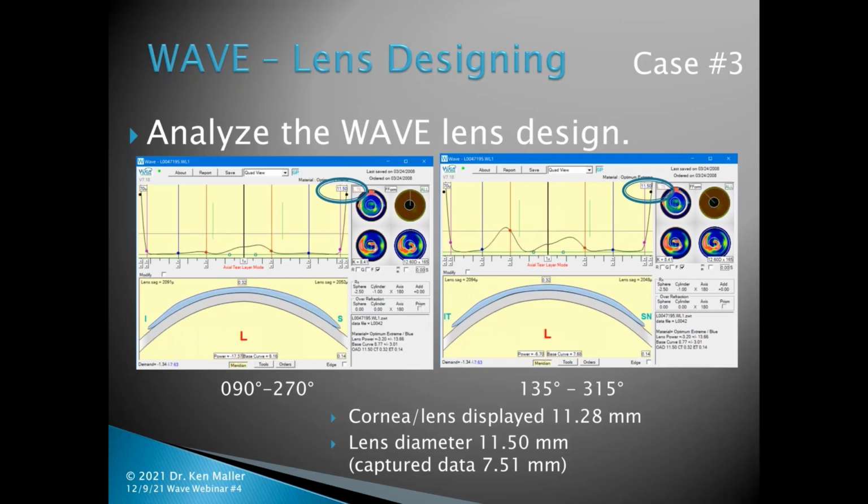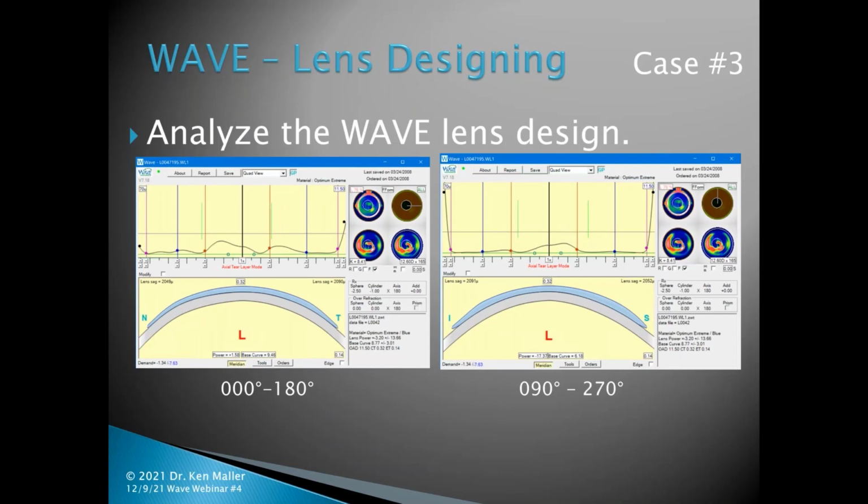Okay, on the left is the 90-270 vertical meridian, and on the right is the 135-315 meridian, so the other oblique. Again, the lens diameter is 11.50, and we've only captured 7.5 millimeters. So let's go back and take a look at the horizontal and verticals of this particular eye.